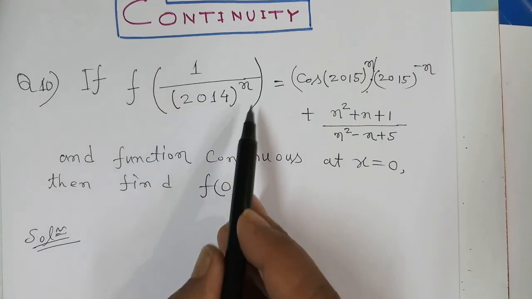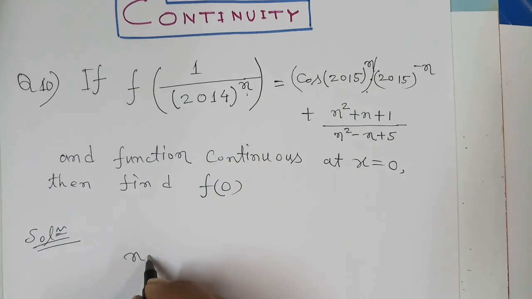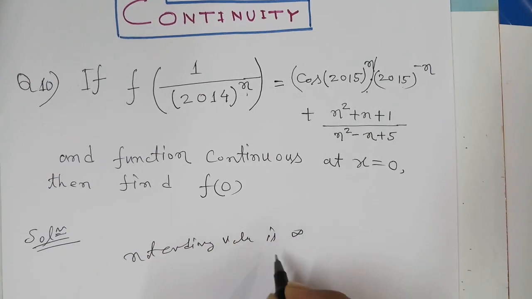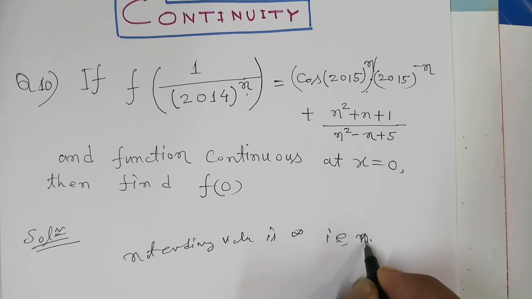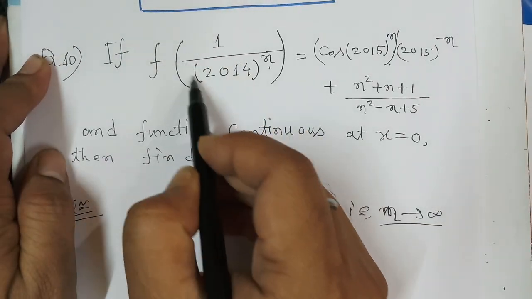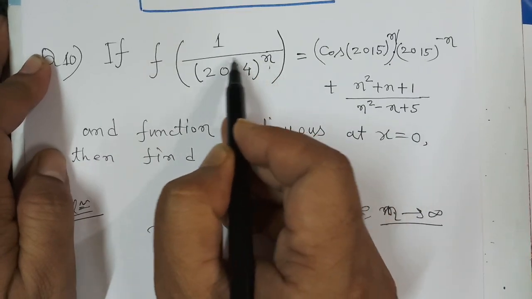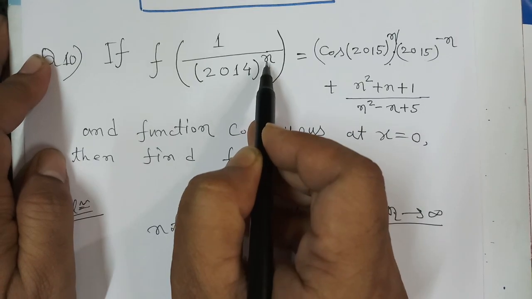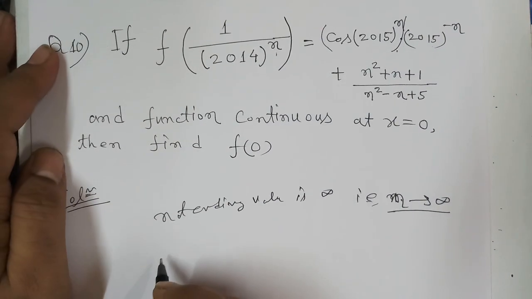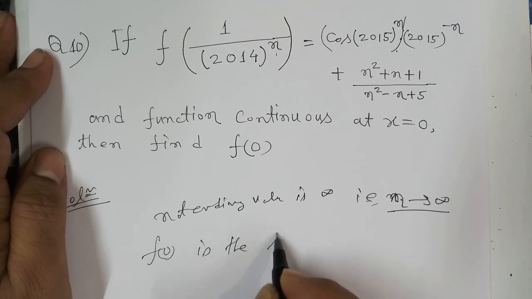f0 will be when x is 0, when n tends to infinity. Here the value n is tending to is infinity, that is, n tends to infinity. If you put n tends to infinity, then 2014 whole power n is infinity, so 1 upon infinity is 0. So f0 will be the limiting value.